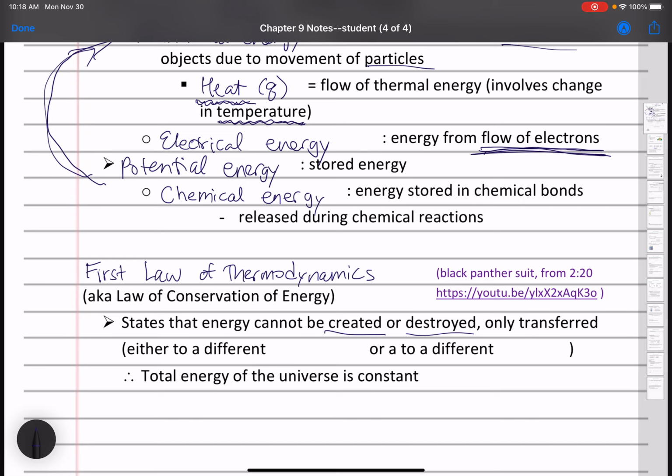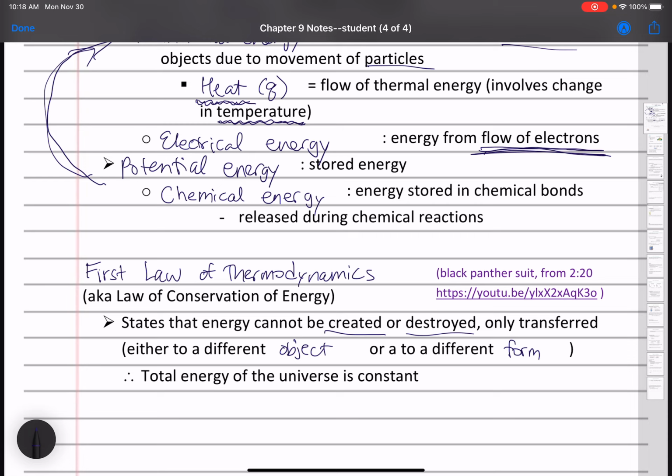It can be transferred to a different object, like thermal energy. We'll talk about heat being transferred. Like an ice cube: when you put an ice cube into your beverage, energy is actually transferred from your beverage into the ice cube. So it's transferred from one object to another, or it can be transferred to a different form. Chemical energy can be converted into thermal energy, for example.